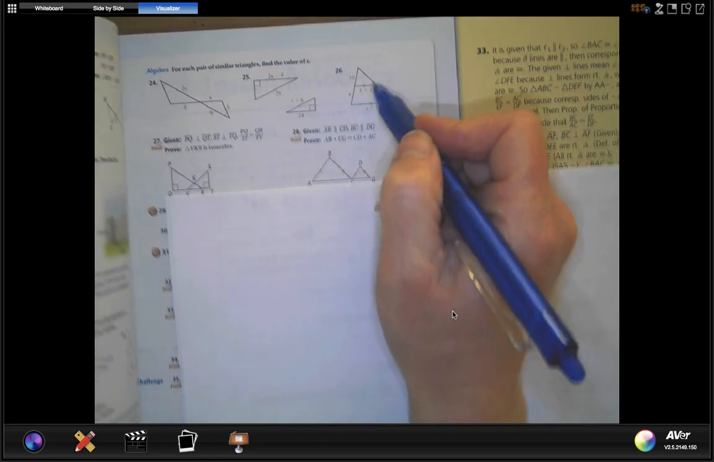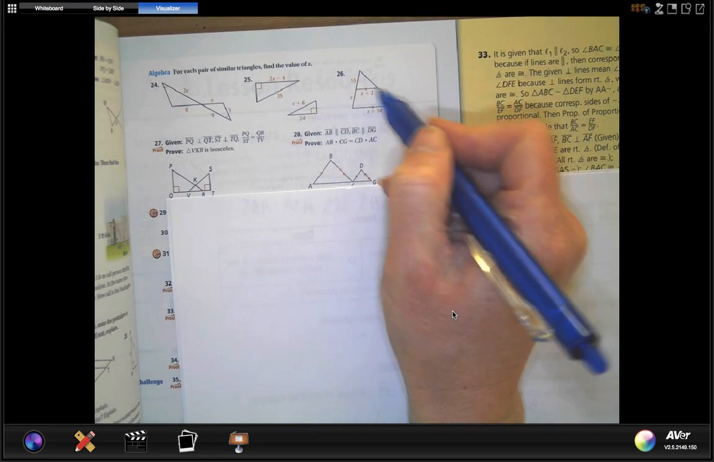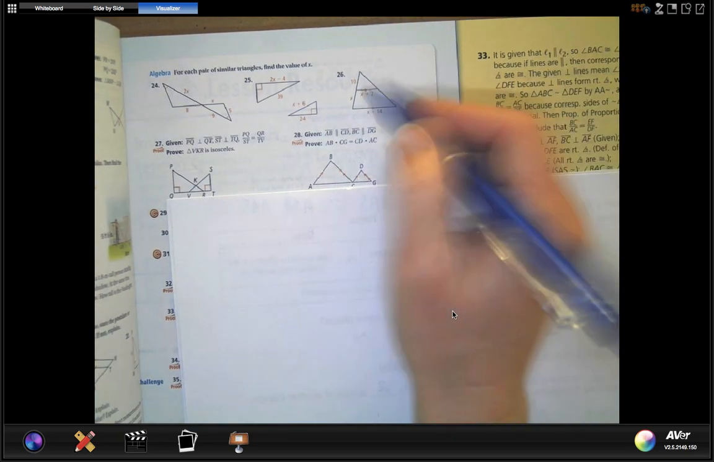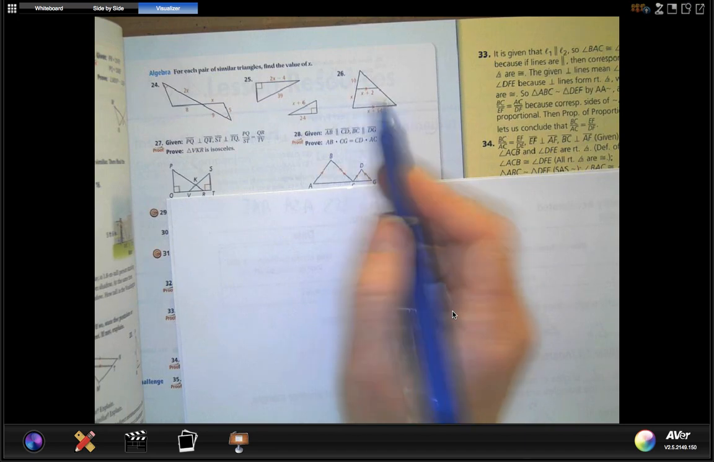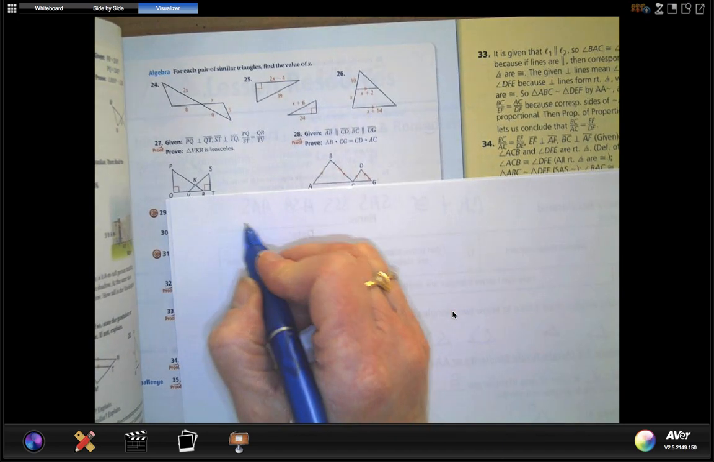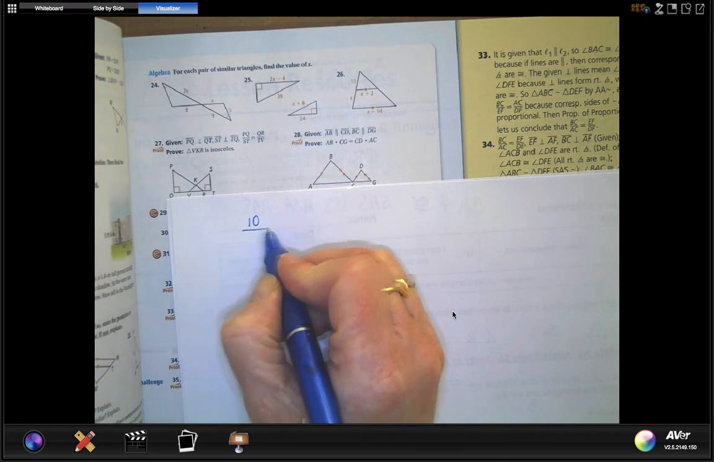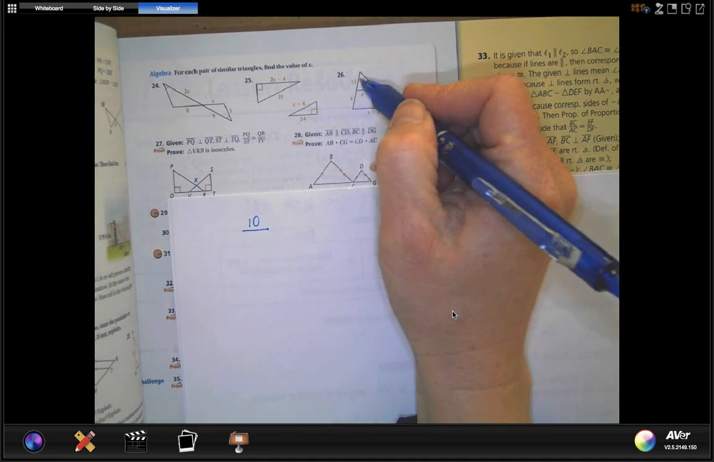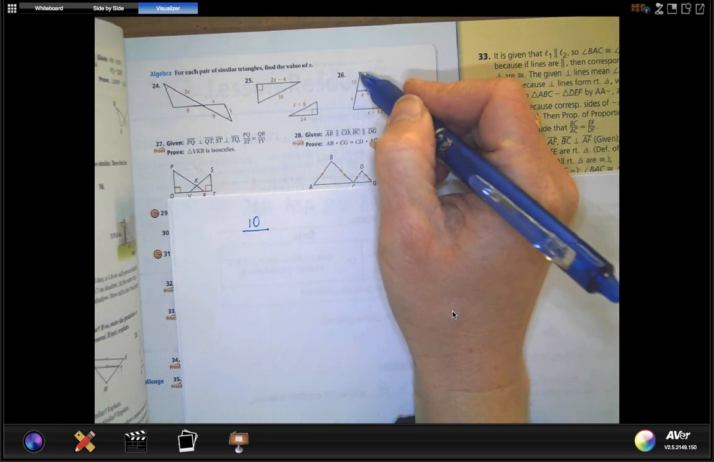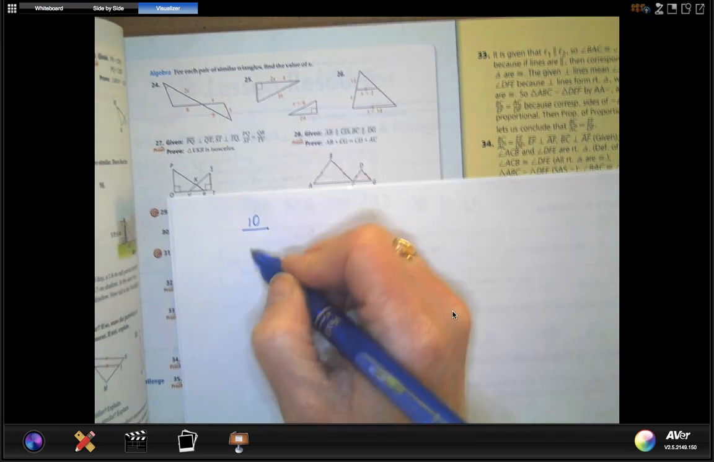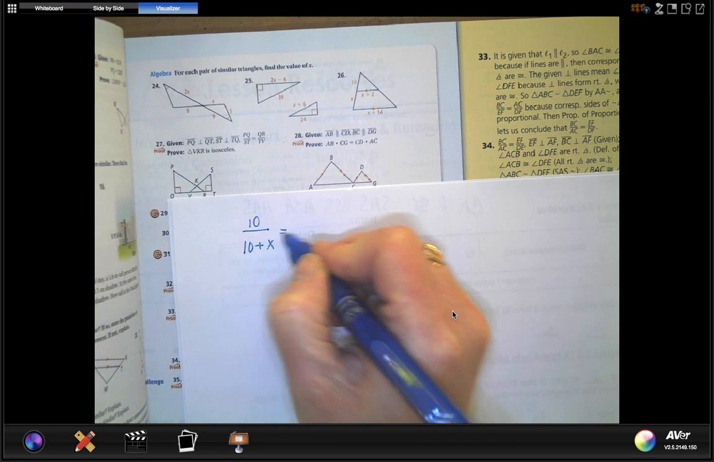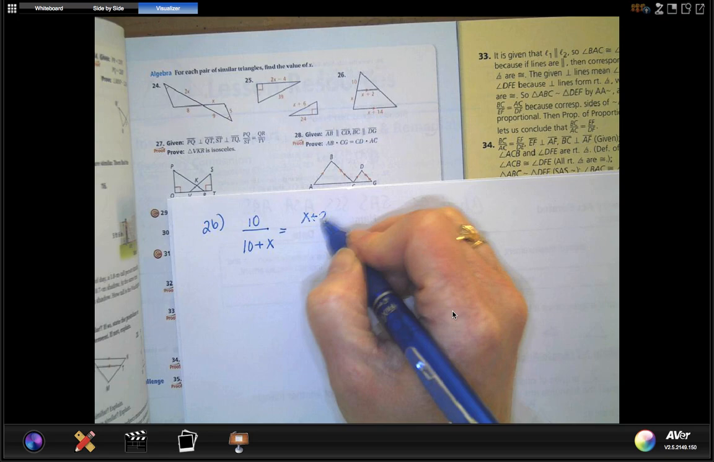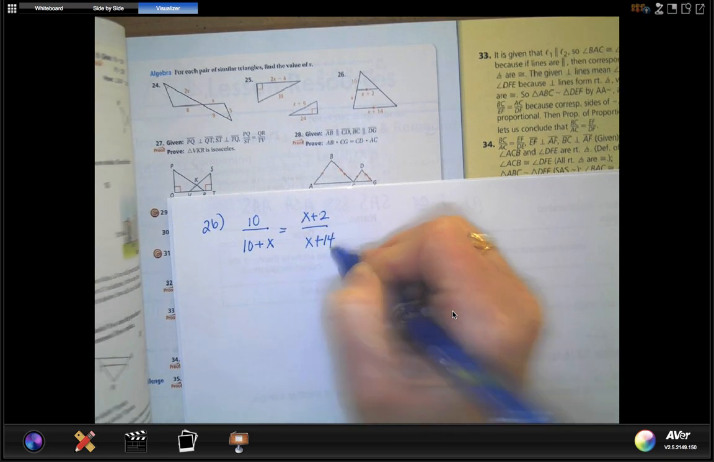So in 26, these lines are parallel, so the corresponding angles are congruent, plus the triangles share this top angle, so I've got two pairs of angles that are congruent to each other, so the triangles are similar. So I could say 10 over x plus 2, so this short side is the same as 10 plus x in the bigger triangle. X plus 2 is the same as x plus 14 in the bigger triangle.